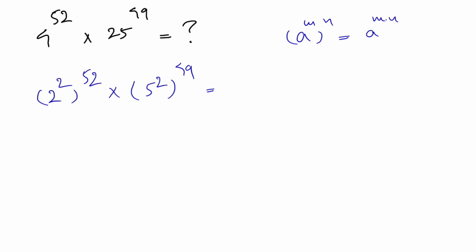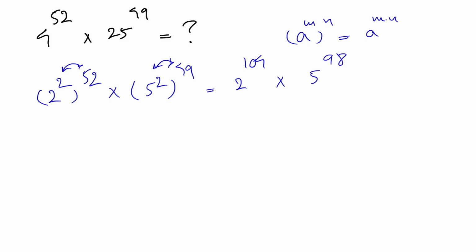So we have the same scenario in here. We have m and n here and here too. So we'll have 2 to the power of 2 times 52, it's 104, and we have 2 times 49, 5 to the power of 98.